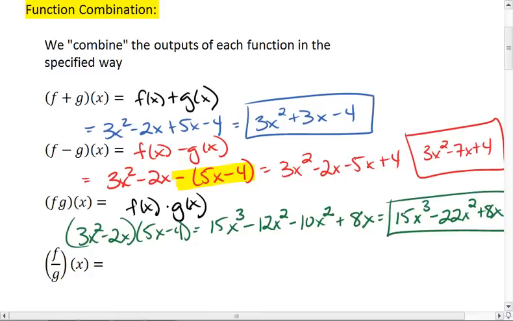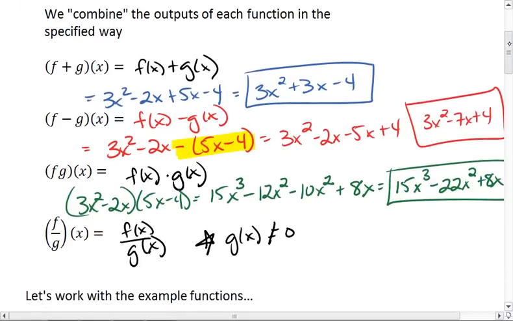And lastly, we can look at division. If we have f over g of x, this is the same as f of x divided by g of x, provided that g of x does not equal 0. So for this example, we have, let's write it over here, 3x squared minus 2x all over 5x minus 4.